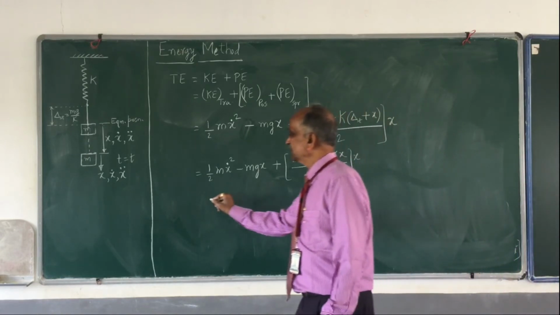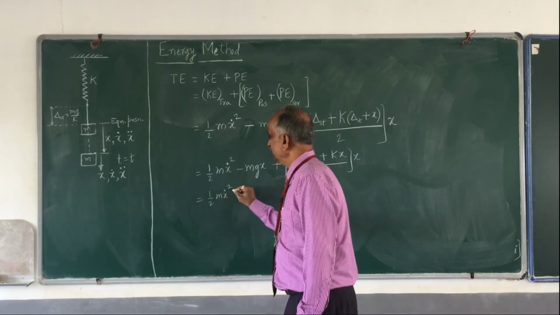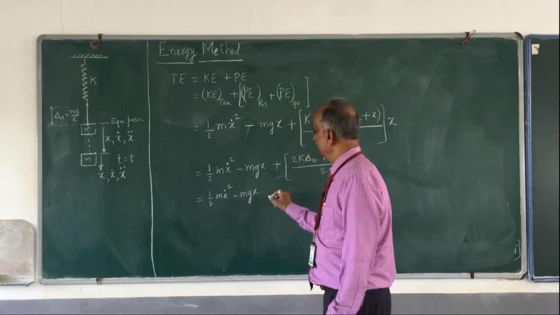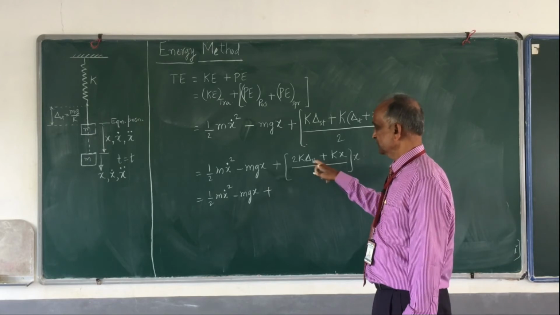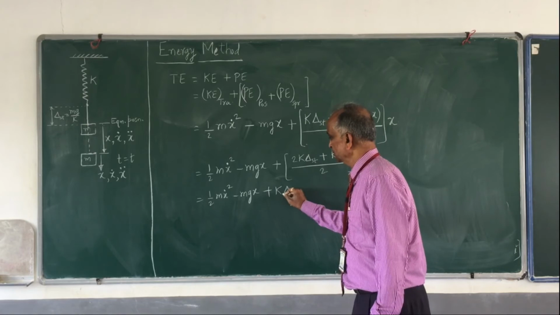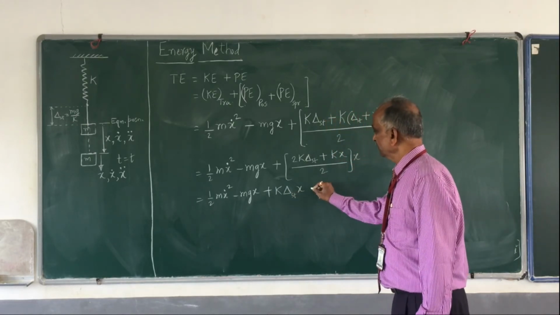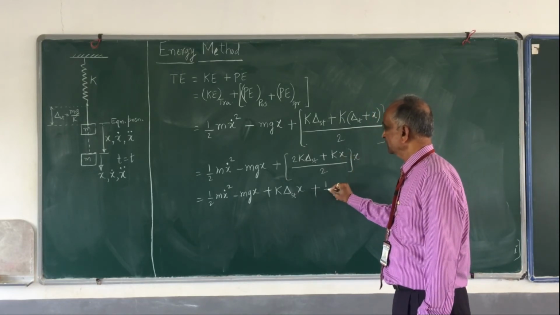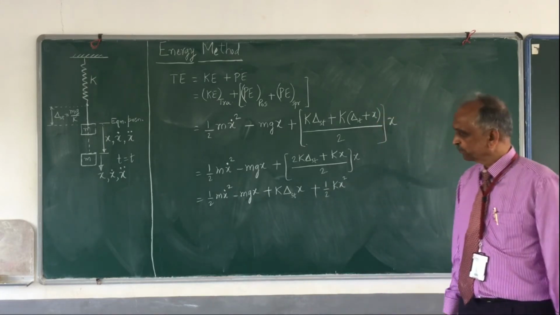Okay, so this I would like to simplify. Half m x dot square minus mgx plus 2k delta st divided by 2. That is k delta st into x plus k into delta st into x plus kx by 2 into x. This is nothing but half kx square, or kx square by 2.